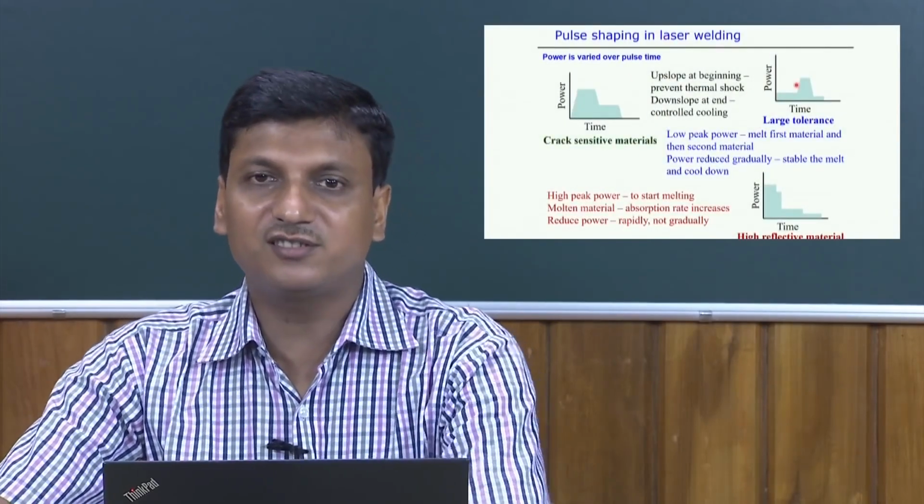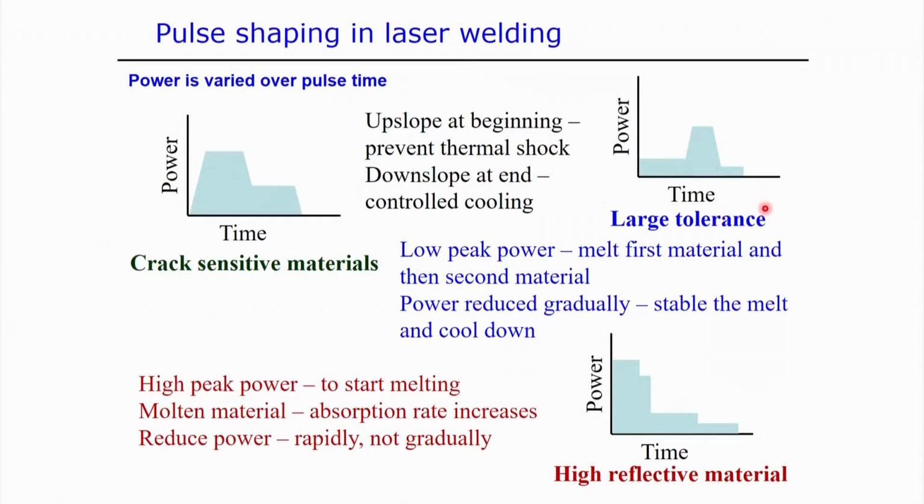If we consider a large tolerance, a gap between the two joint materials, in that case initially a low peak power is used in the pulse shape, which helps to melt the first material and then the second material. Then the pulse energy is increased over a certain period, and finally reduced to a very low amount. That stabilizes the melt pool and cools down the molten material. So, this typical pulse shape is useful when there is a large tolerance between the two workpieces.